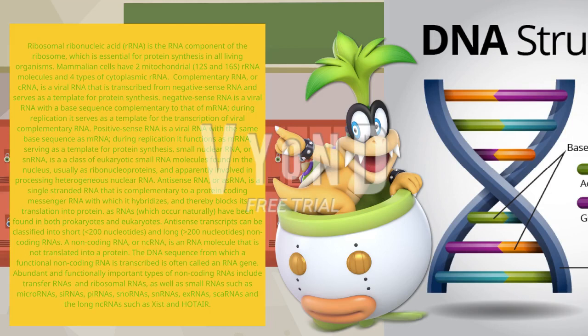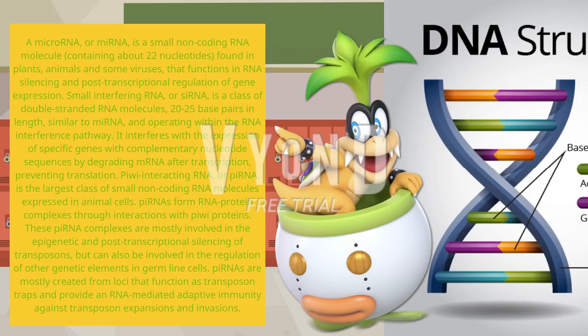Abundant and functionally important types of non-coding RNAs include transfer RNAs and ribosomal RNAs, as well as small RNAs such as microRNAs, siRNAs, piRNAs, snRNAs, snoRNAs, and scaRNAs, and long ncRNAs such as XIST and HOTAIR. A microRNA, or miRNA, is a small non-coding RNA molecule, containing about 22 nucleotides, found in plants, animals and some viruses, that functions in RNA silencing and post-transcriptional regulation of gene expression.